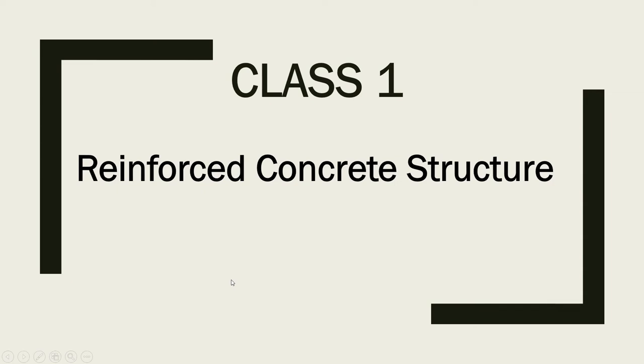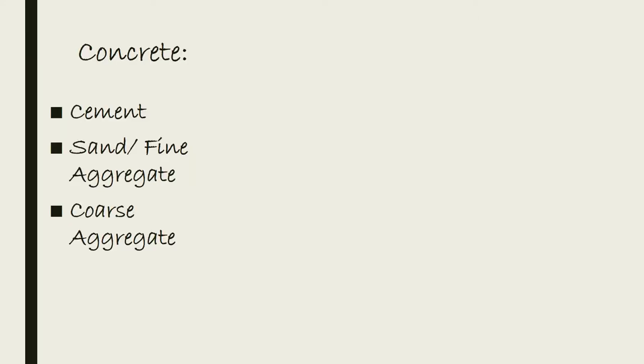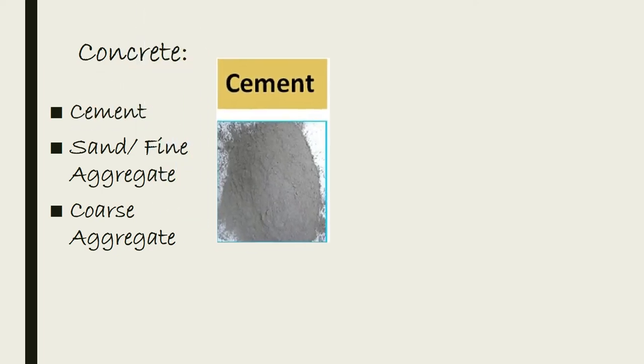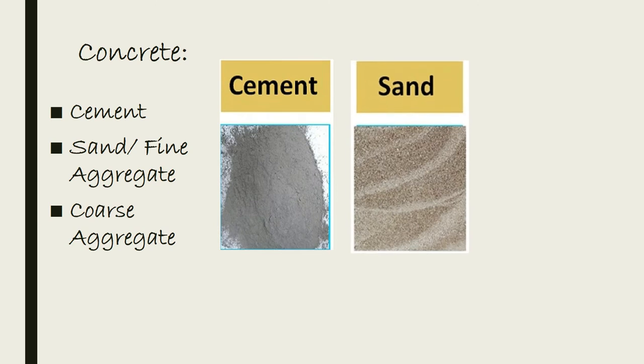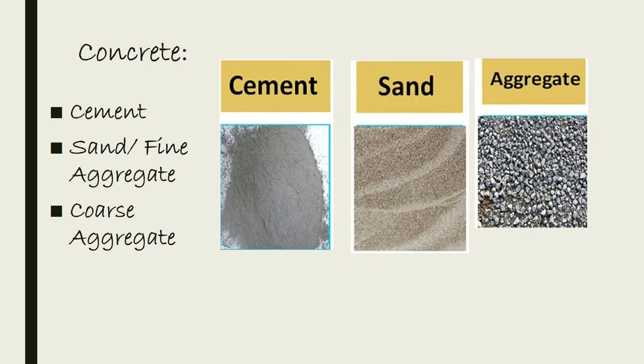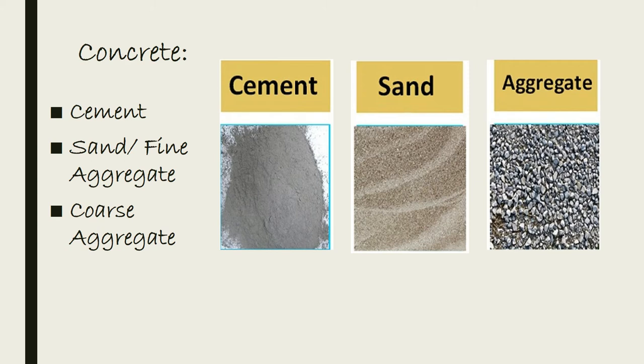Hello everyone. Let's start with our first class, that is reinforced concrete. So what is concrete? Basically, concrete is made up of three materials: cement, fine aggregate or sand, and coarse aggregate. When we mix all these three with water, we get concrete, which is a very good material compared to its raw materials. This is another reason why concrete is also called a composite material.